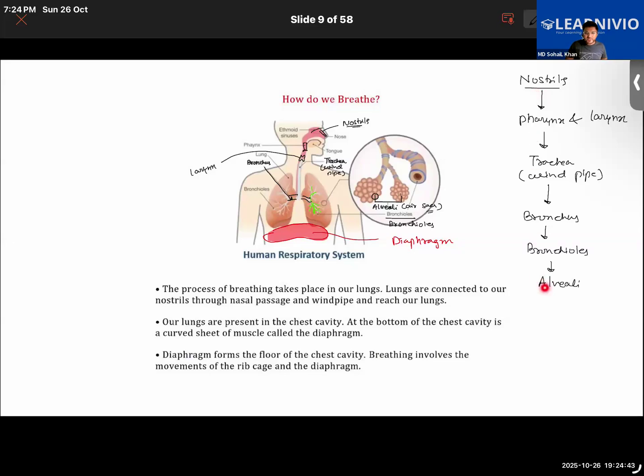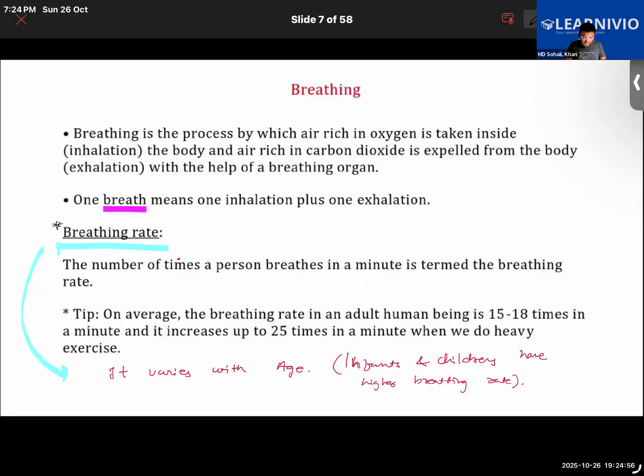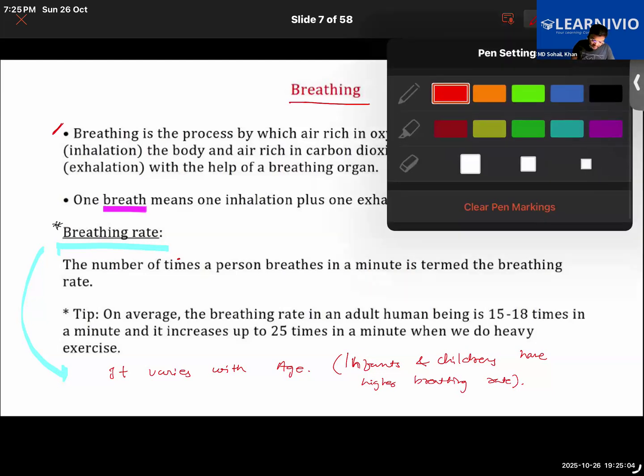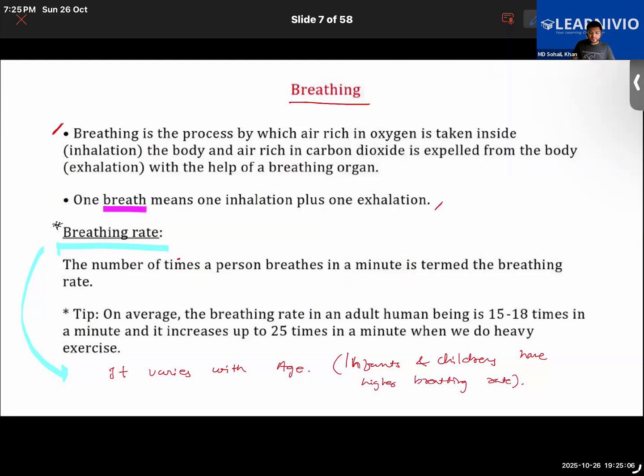From the alveoli, blood will carry away the oxygen-rich air, and the blood will also be bringing carbon dioxide-rich air from all the parts of your body to it. We'll be learning more about it in the next class. Right now, you write down some important things. Write down the topic breathing. Write down this much first. Then I'll be telling you to write further.